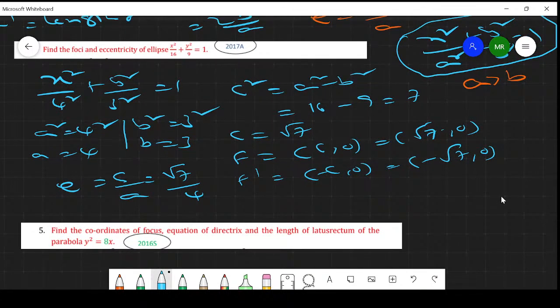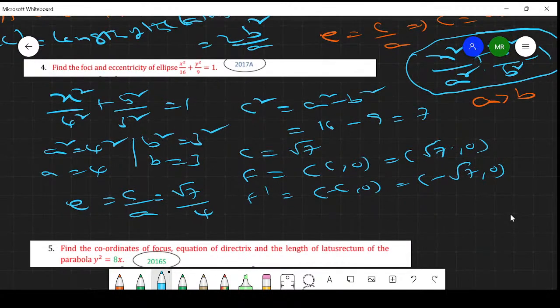I am going to explain the vertical ellipse at the end also. Wherever it is required, I will explain that.